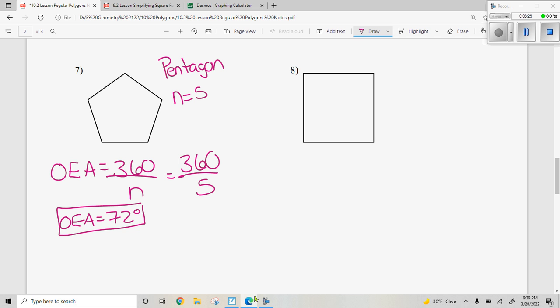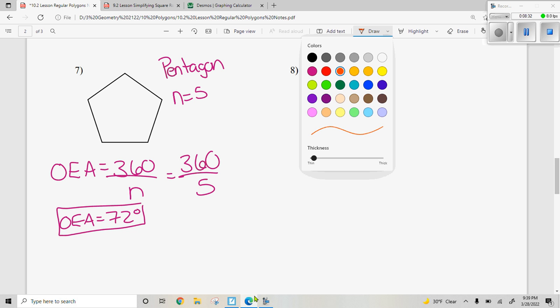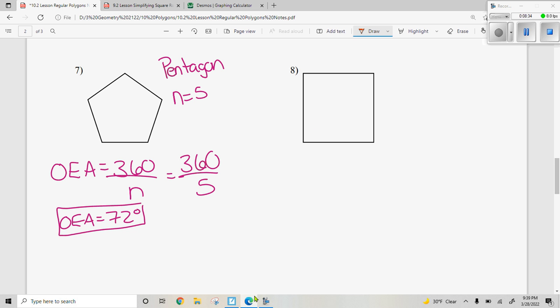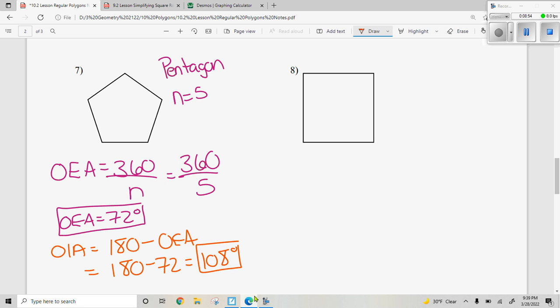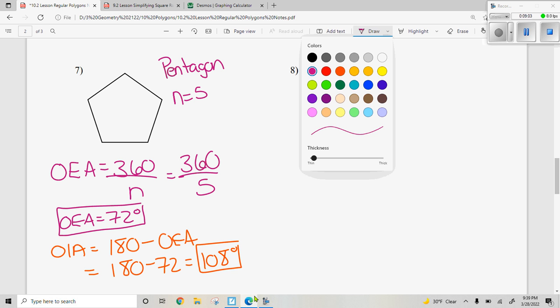So to find one interior angle, we could go ahead and use that formula, 180 times n minus 2 divided by n, and that will work every time. The other thing we could do is just do 180 minus our exterior angle. So we could do 180 minus 72, and we will get 108 degrees. And if we did the original formula, 180 times n minus 2 divided by n, we would also get 108 degrees. So I haven't showed that yet here, but let me show you.